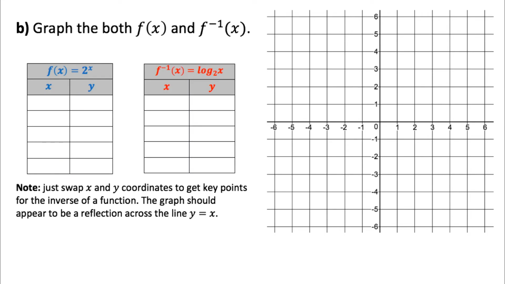So the original function, remember, was 2 to the x. Let's just pick some x values and then calculate y values to get a good shape of the function 2 to the x. So I will just pick -2, -1, 0, 1, and 2. And then I'll calculate the y value given all those x's.